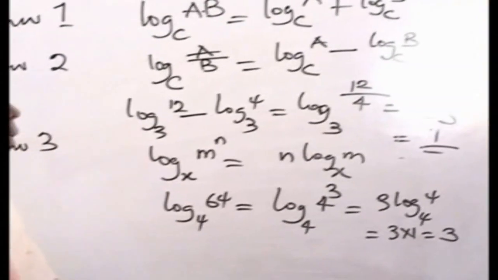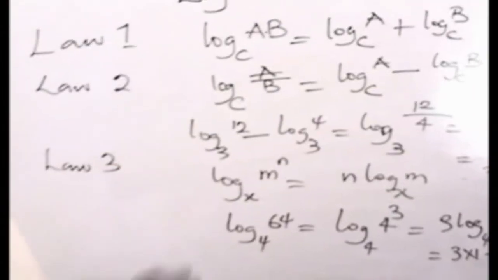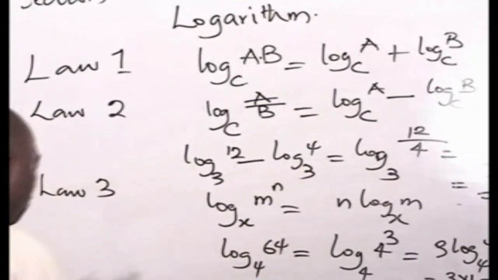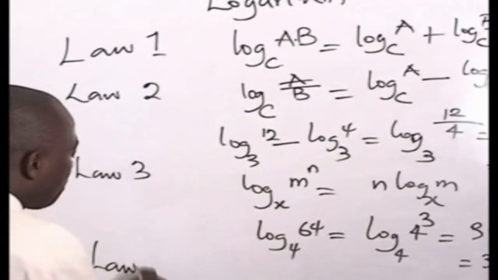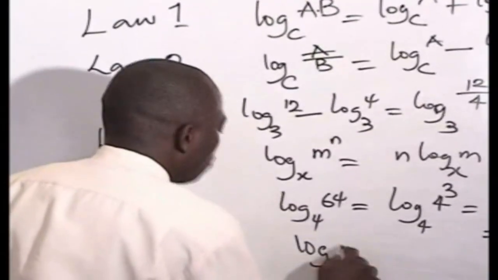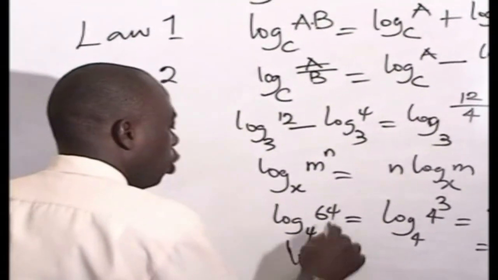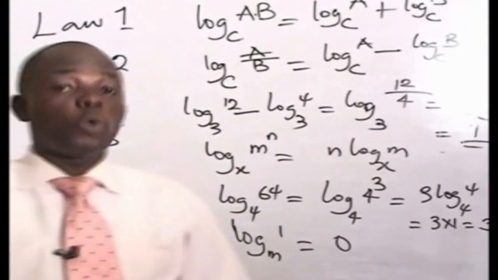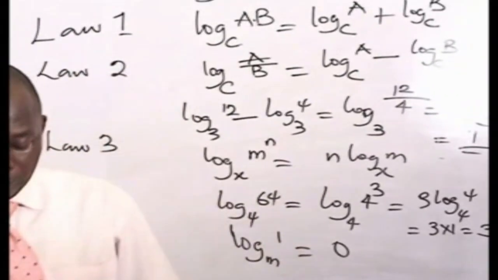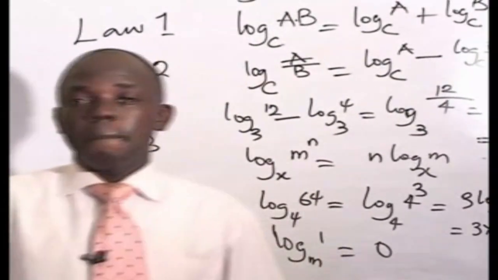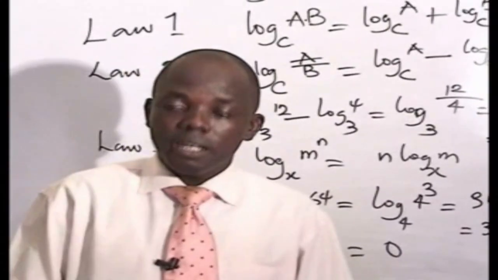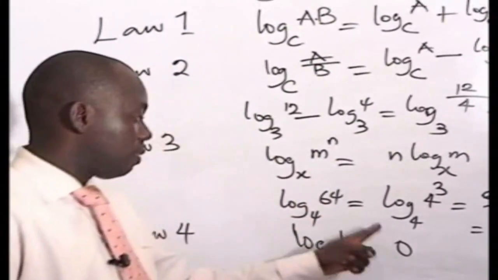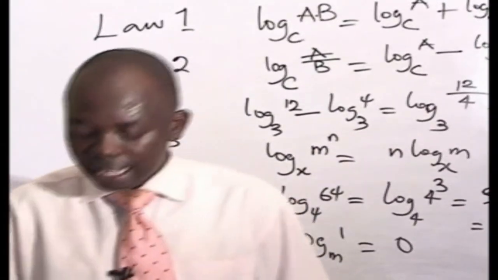The fourth principle, just like we have in indices, where we said any number raised to power 0 is 1. The fourth law in logarithm says log 1 to any base is equal to 0. The logarithm of 1 to whatever base, base 30, base 50, log 1 base 12, log 1 base 3, log 1 base 4. Whatever the base, if it is log 1, then the answer is 0.